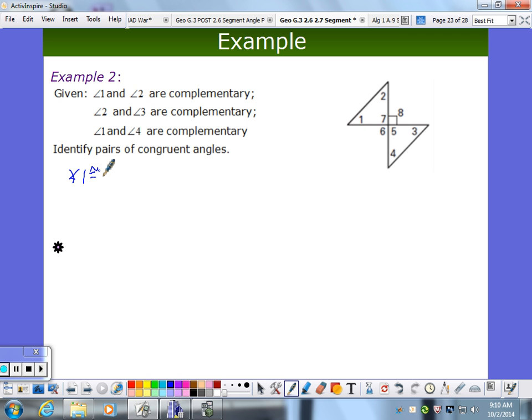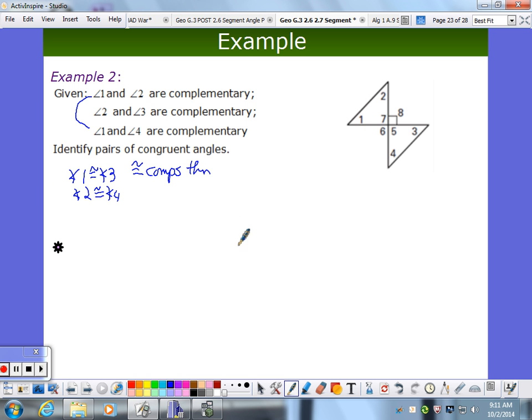Angle 1 is congruent to angle 3. How come? Congruent complements theorem. Basically, if you look here, the 2s match, so they're complementary to the same angle, therefore they are congruent themselves. What else do we have? Anything else? Angle 2 and angle 4 are also going to be congruent for the same reason, because they're both complements of angle 1. 2 and 4 are going to be congruent.